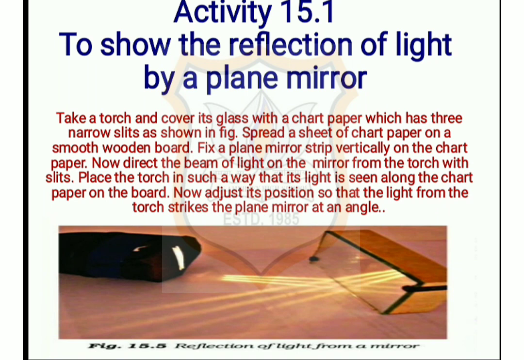Now move the torch slightly to either side. Do you find any change in the direction of reflected light? Look into the mirror along the direction of the reflected light. Do you see the slits in the mirror? You will observe that yes, the mirror changes the direction of the light that falls on it. Yes, when the torch is slightly moved to either side, the direction of the reflected ray is changed.